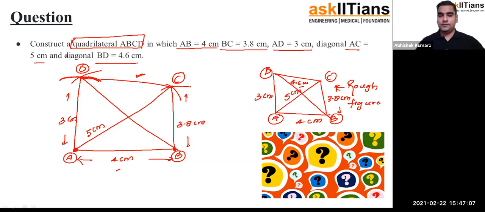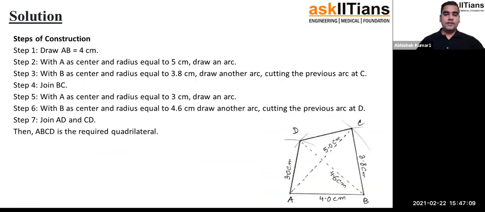Done? No doubt. All right. So you can see here how they have drawn it; all the steps are mentioned here. They first drew AB, which is equal to 4 centimeters. So this is your AB, equal to 4 centimeters, drawn first.